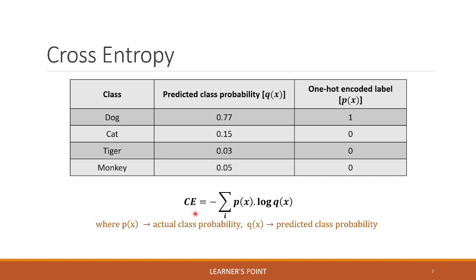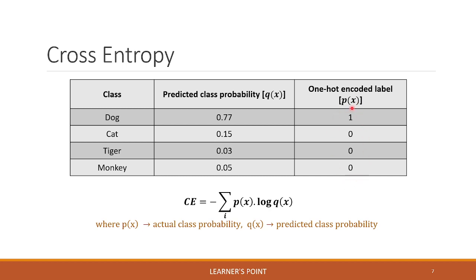Now we'll be looking at this example to get a clear idea about cross entropy loss function. At first, we need to know what is one hot encoded label. One hot encoded label means that only one of the classes will have a probability of 1 and the rest classes will have a probability of 0. So in this example, the class dog has a probability of 1 while the rest have a probability of 0. So this is the expected output.